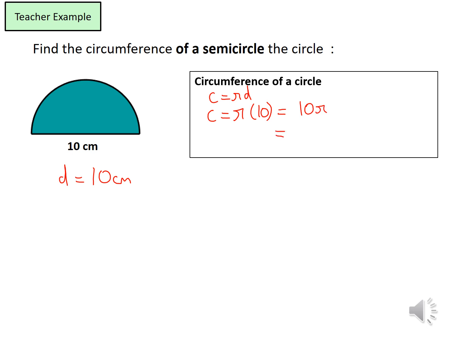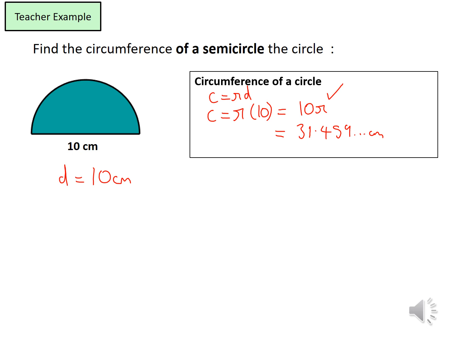And now if you put that into your calculator, you will get the answer of 31.459 centimeters. I haven't rounded it up just yet because we need to find the circumference of the semicircle. If you left your answer at 10 pi, this is also accepted as an answer. So we're trying to find the circumference of a semicircle.